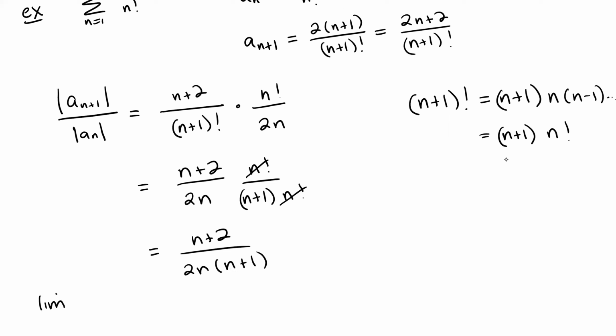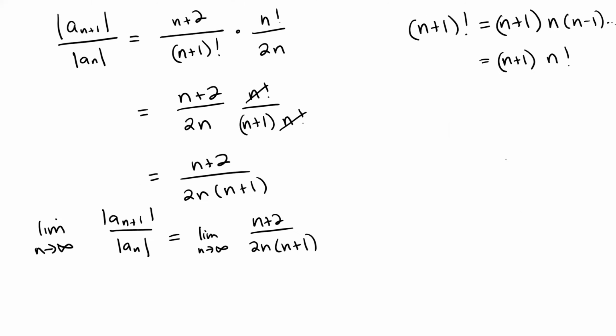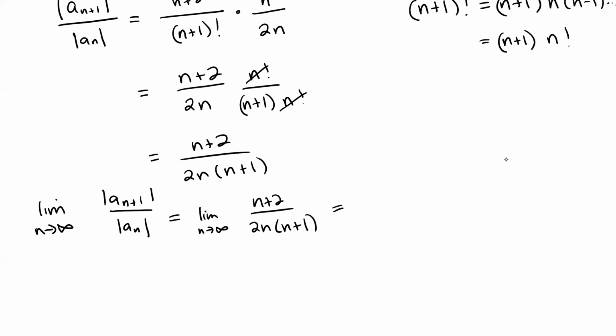Okay, so what we need to do now is look at the limit as n goes to infinity of our ratio. And our simplified ratio is n plus 2 over 2n times n plus 1. If we want, we could go ahead and expand out the bottom just to make it more clear. So we've got 2n squared plus 2n. Okay, so when we look at this limit, it has the form infinity over infinity, so we need to use L'Hopital's rule. So we go ahead and use L'Hopital's rule.